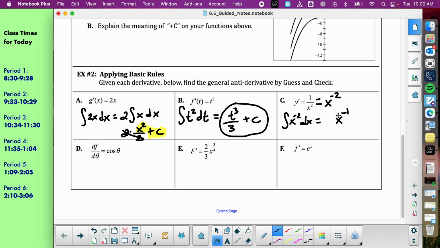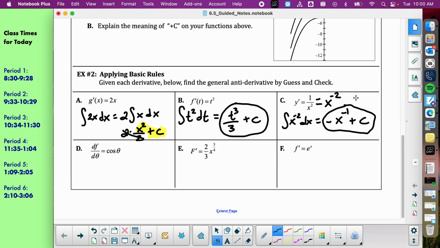And then you need to divide by negative 1. Yeah. So this would be negative x to the negative first plus c. And if you want to write it like this, you can. If you want to write it as negative 1 over x, you can. It's kind of your choice. It's similar to how we did derivatives. Multiple choice answers frequently are written without negative powers. So you just have to know how to change them to get a different answer.